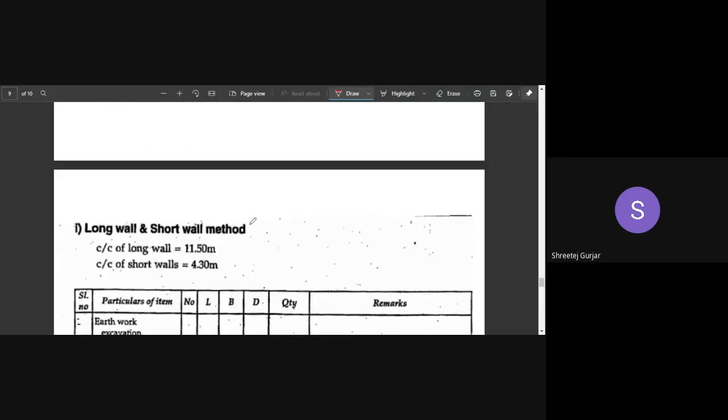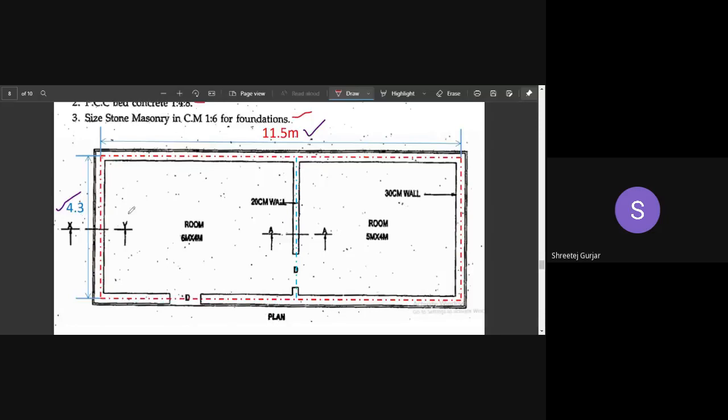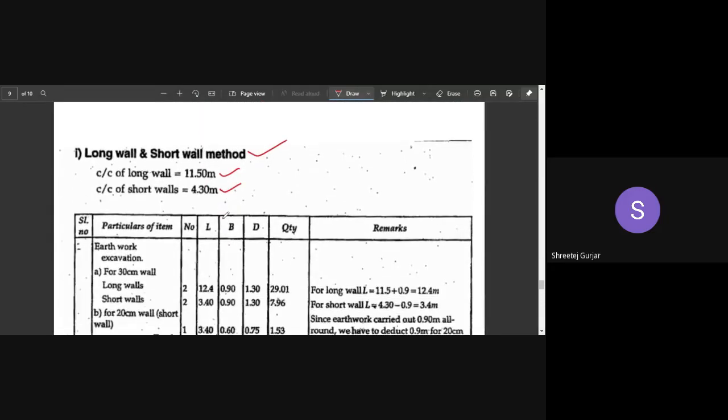So first what we do always is we calculate the center to center length of the long wall and the center to center length of the short wall, which we have done in the first step. You can see it is 11.5 and 4.3. Okay, so 11.5 and 4.3 we have calculated. So this is your first step. So write down under long wall and short wall method: center to center length of long wall is equal to 11.5 meters, and center to center length of short walls is equal to 4.3 meters.